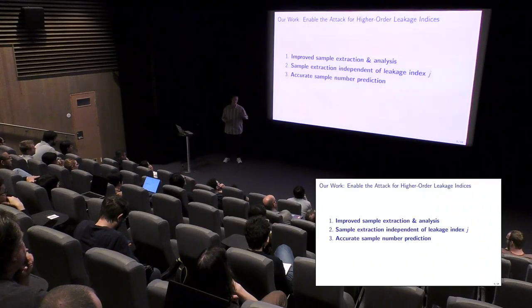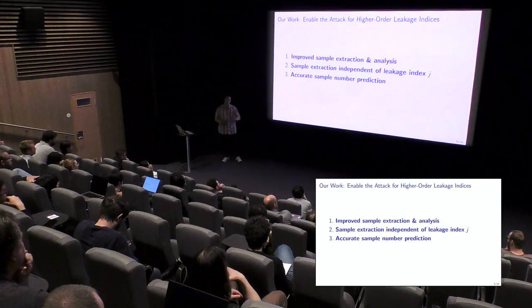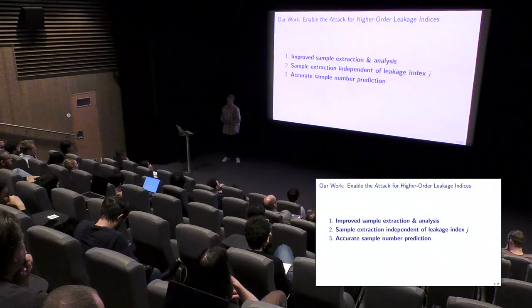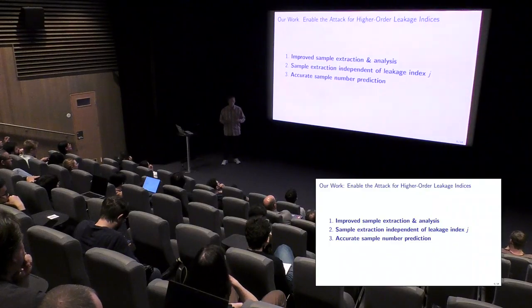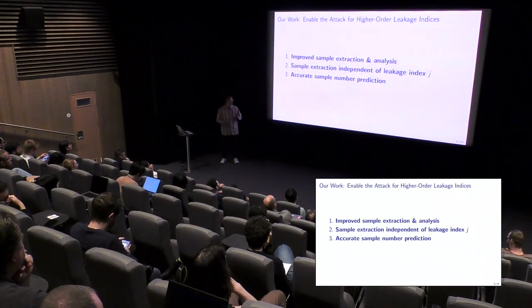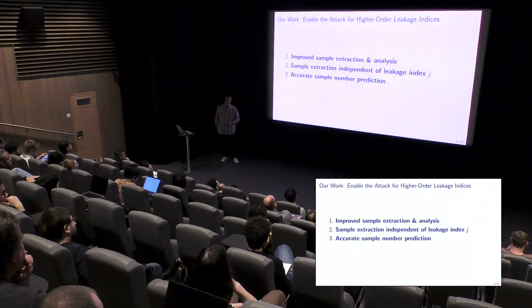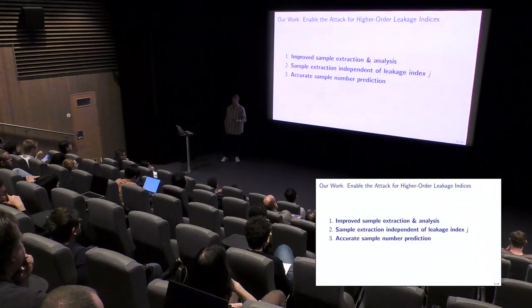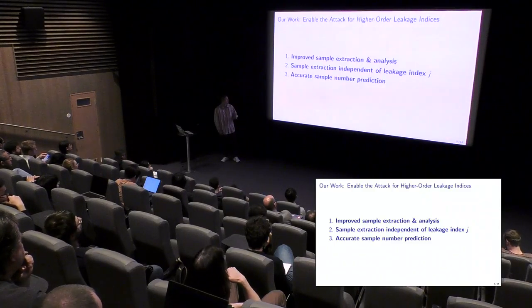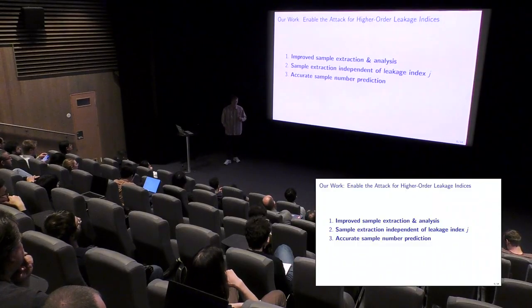First, we analyzed the sample extraction using the leak bit, and we found that it does not always break zero knowledge. In fact, it does not, especially for the higher order leakage indices. Most of the times, zero knowledge is not broken. With this novel insight, we could improve the sample extraction and eventually make the attack independent of the leakage index, and by this enable the attack for all higher order indices. Also, in the paper, we estimate the number of samples and give a lower bound for the required number of samples.